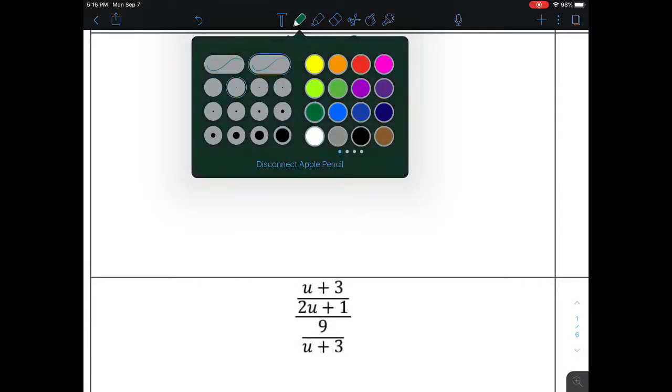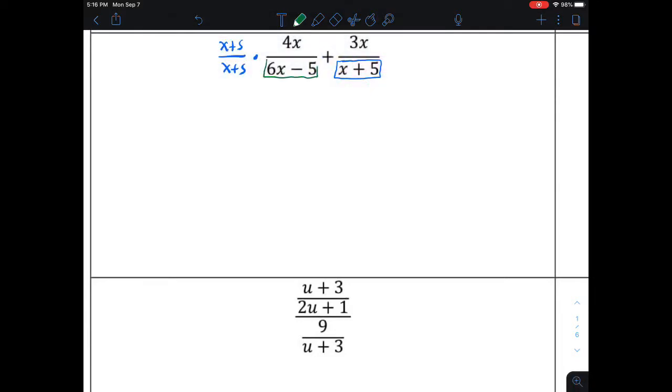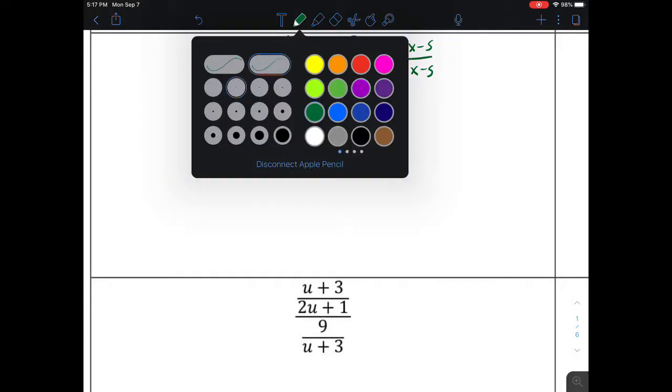And the denominator on the left, I'm going to multiply the fraction on the right by it. So I'll multiply top and bottom by 6x minus 5. So that way we have common denominators everywhere. Now, let's go through and multiply everything together.